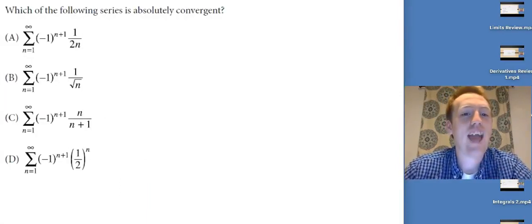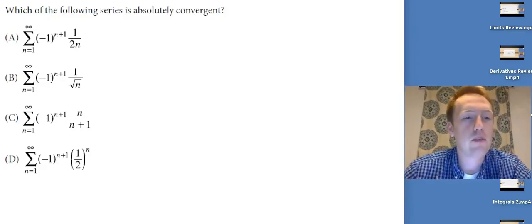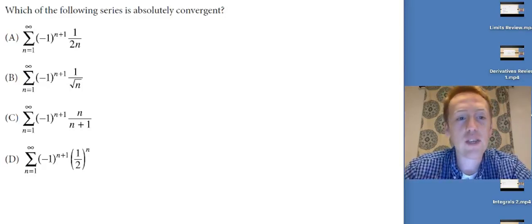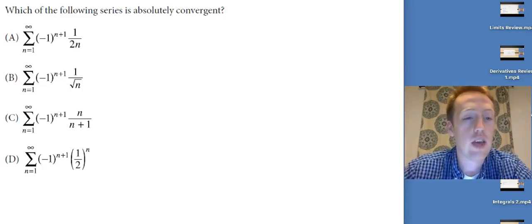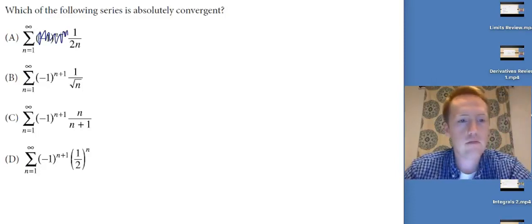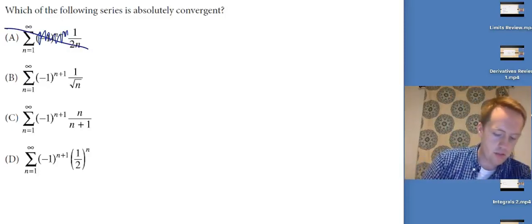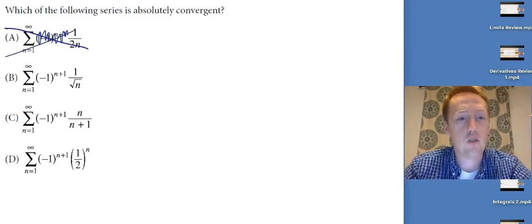Which of the following series is absolutely convergent? Remember, absolutely convergent means that I can rip off the alternator and it will still converge. So let's look at A. If that alternator was not there, that would basically be 1/2 the harmonic series. That would not converge. That would be called conditionally convergent.